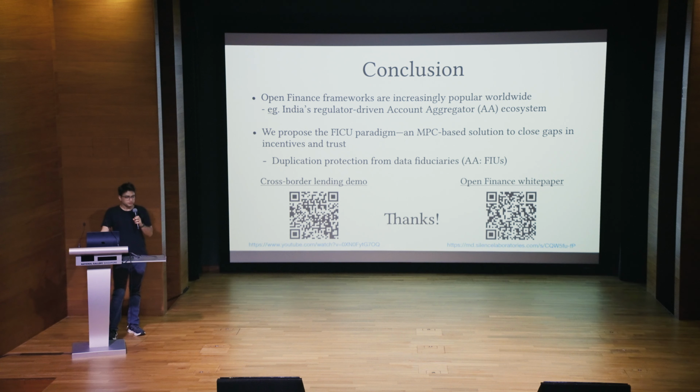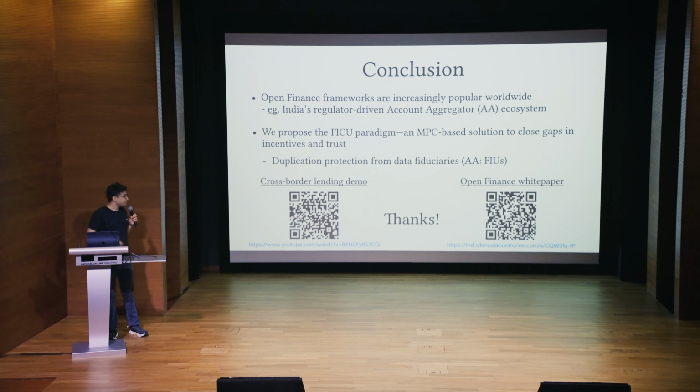Right, so in conclusion, open finance frameworks are increasingly popular worldwide, and one concrete example is India's account aggregator framework. We propose the FICU paradigm as a way of decentralizing certain aspects, particularly the FIU, the data fiduciaries in such frameworks, which we make the case does close some gaps in incentives and trust. One of the big problems it solves is undetected duplication on the data fiduciary side.